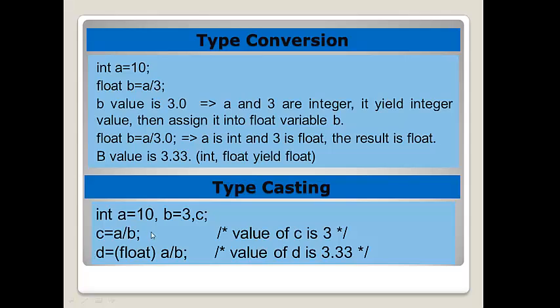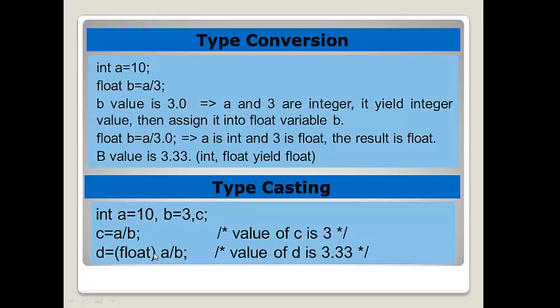Suppose the D variable is float. If we declare float D, in this case, A slash B, here we put float within parentheses. This is typecasting. The value of A is 10. A is an integer variable. In this typecasting, the float within parentheses converts that 10 into float. The value of 10 is converted into float.